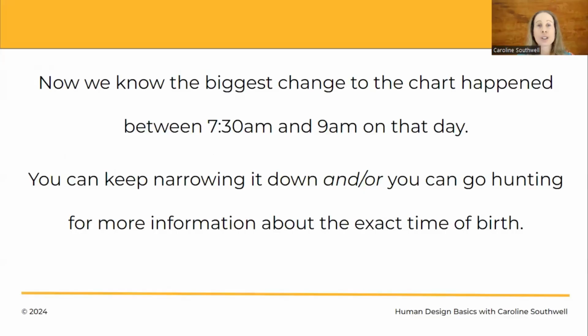Thanks so much. So now we know that the biggest change to the chart happened between 7:30 a.m. and 9 a.m. on that particular day. And you're going to look at that for yourself. Where is the biggest change in the chart on that calendar day? Either the day you were born or somebody else was born. Now you can keep narrowing that time down. I just keep going half and half and half until I can narrow it right down. And/or you can go hunting for some more information about the exact time of birth.